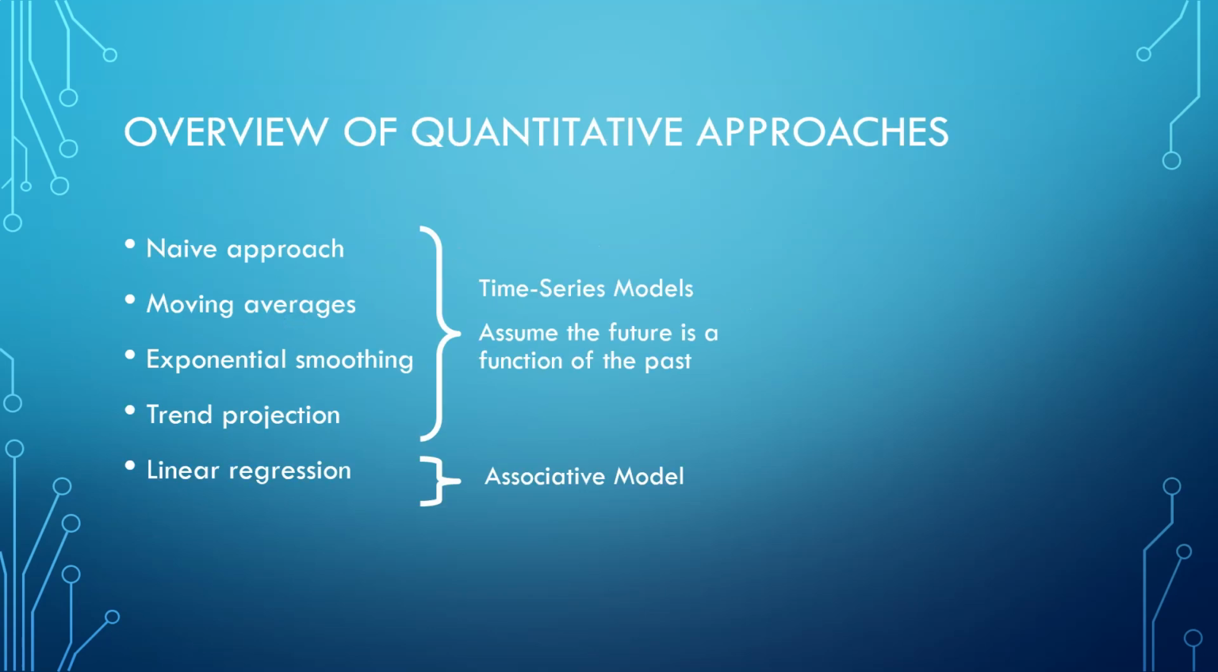For the quantitative approach, there are five common methods that can be recognized. Naive approach, moving average, exponential smoothing, trend projection, and all these models are considered as time series models that assume the future as a function of the past. And the last method is linear regression, which takes into consideration other factors that might affect the forecast. This approach will not be covered in this course, but most of the companies now are trying to use this type of approach.